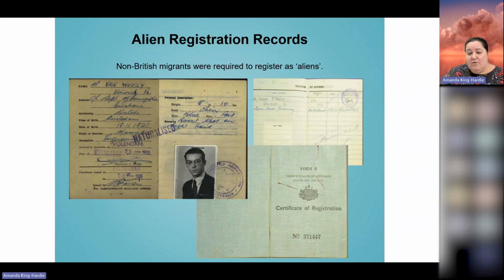Individuals were required to carry around alien registration cards with them, a copy of which you'll see here. We have hundreds of thousands of alien registration records in custody across a number of our offices, many of which can be searched on our database.